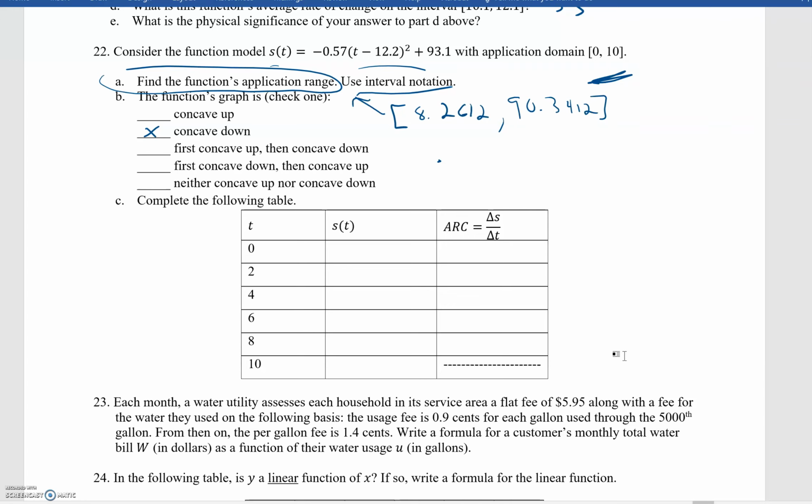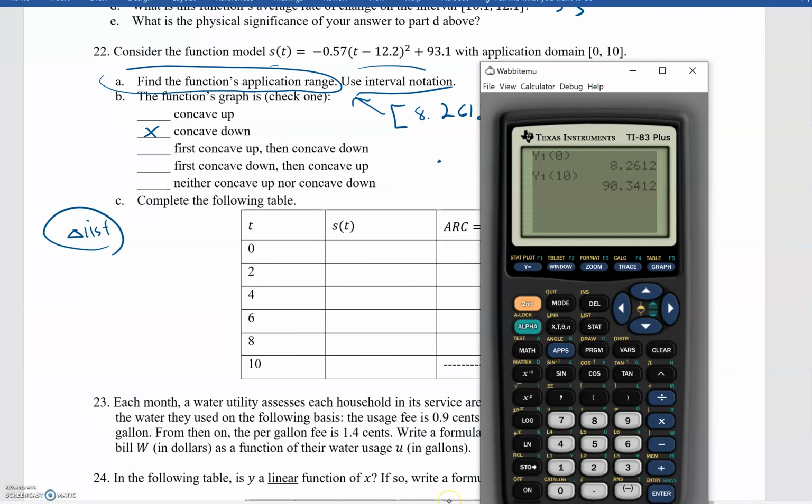Okay, now we can go to part C. So complete the following table. We haven't done quite as much of this in this unit, but I'll go ahead and answer this question using the delta list function. If you haven't used this very much, this is a method of calculating multiple average rates of change. And this is all going to be done in the calculator. If we didn't use the delta list method, this would just be somewhat tedious.